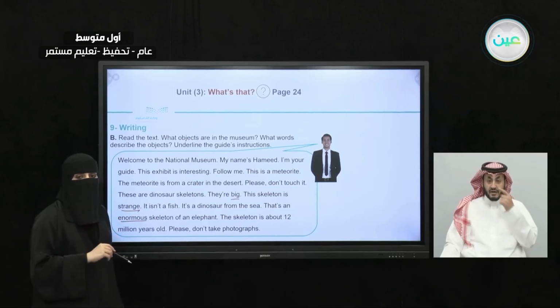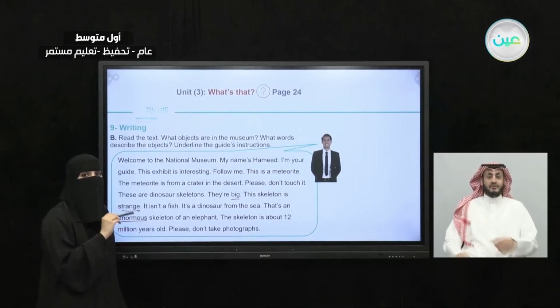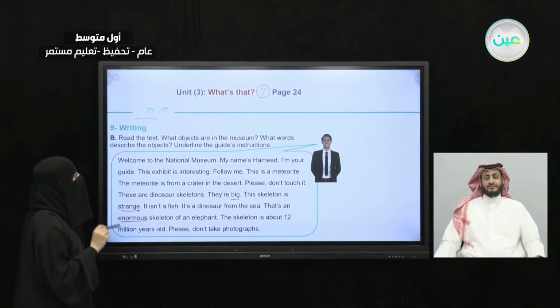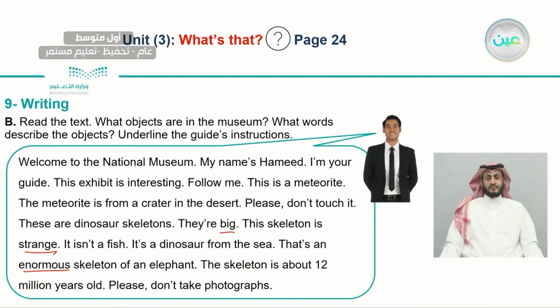I underlined some adjectives. How about you? Look at your book and try to underline as many adjectives as you can find. What objects are in the museum? Let's circle them. Let's go back.